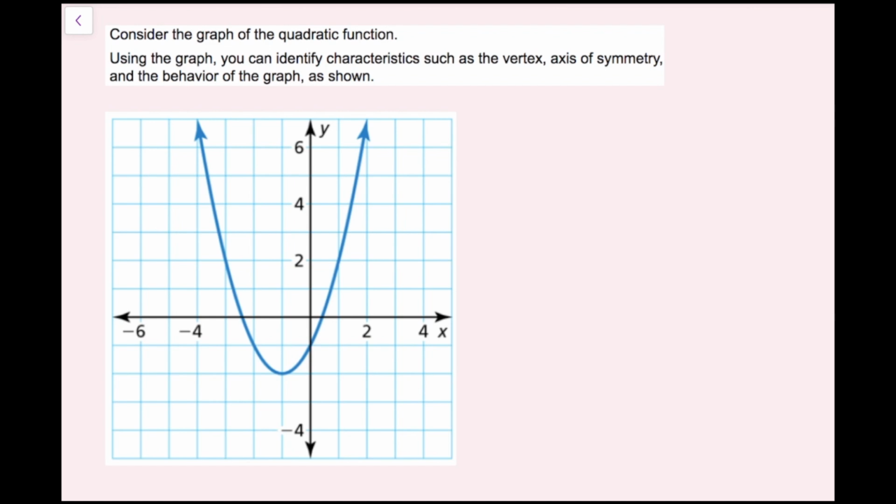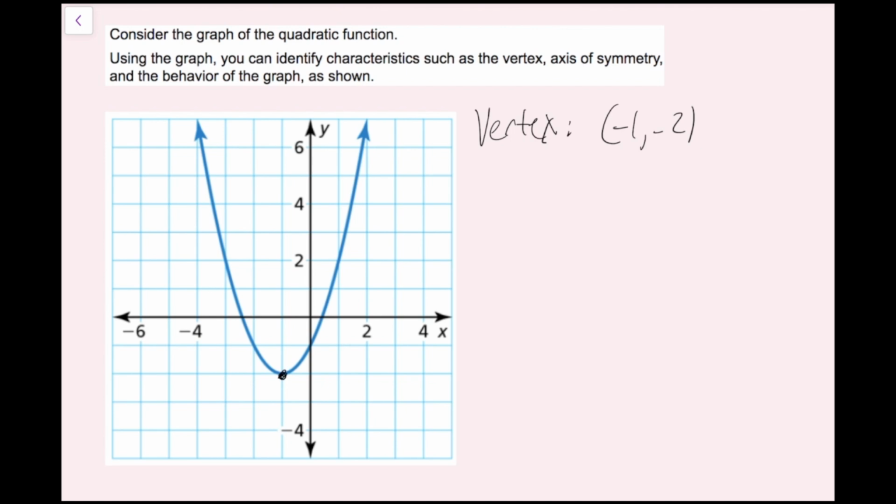The first thing that I would recommend looking for is always the vertex. The vertex is going to be either the lowest point if the graph opens up like a cup, or the highest point if the parabola opens down like a frown. Anyway, this is up like a cup. So I see right here, that's going to be my vertex, because this is the lowest point. And that's at the ordered pair -1, -2. So I'm going to write that down. I'll just draw that point in there.